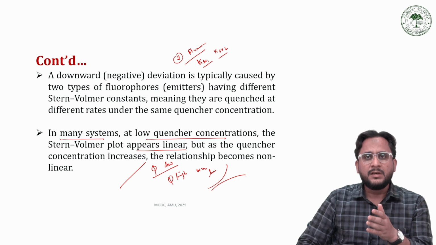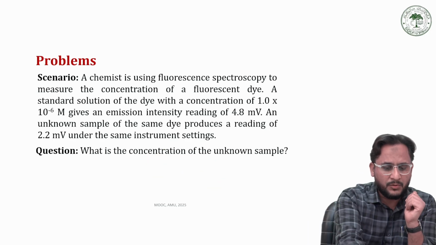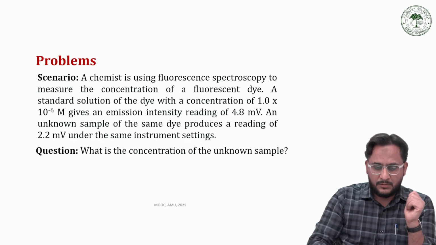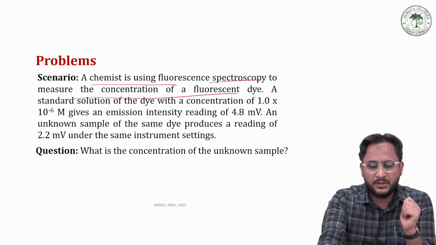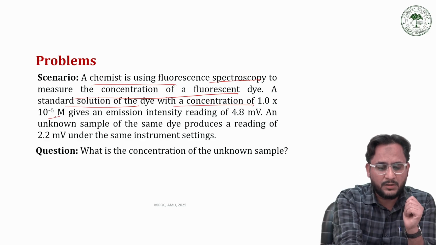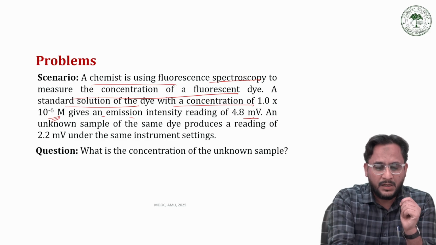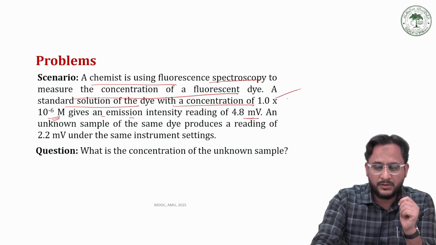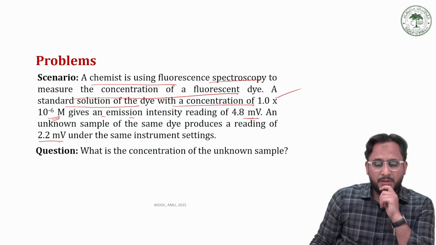Clear? So let us discuss a few problems relating to fluorescence spectroscopy. The first scenario: a chemist is using fluorescence spectroscopy to measure the concentration of a fluorescent dye. A standard solution of the dye with a concentration of 10 power minus 6 molar, a low concentration, gives an emission intensity of 4.8 millivolts. An unknown sample of the same dye, this is for calibration purposes, produces a reading of 2.2 millivolts under the same instrument. What is the concentration of the unknown sample?